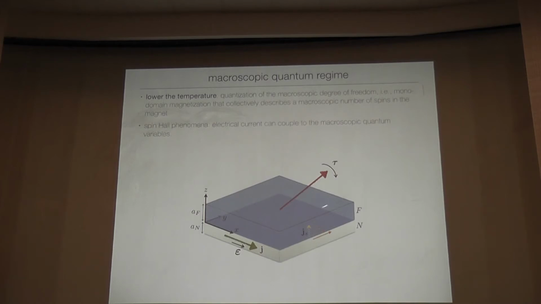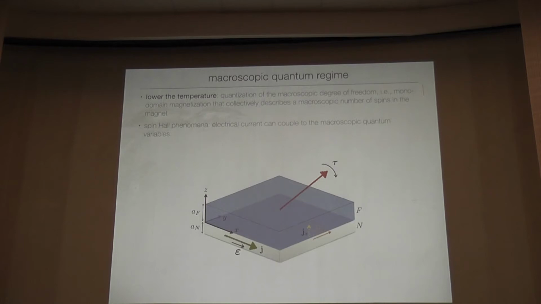So I want to look at a problem where these collective degrees of freedom start to inherit some quantum properties as we lower the temperature. And because we have this magnetoelectric coupling of that variable to the charge current, it might give us a handle on manipulating this macroscopic quantum variable using the charge current.